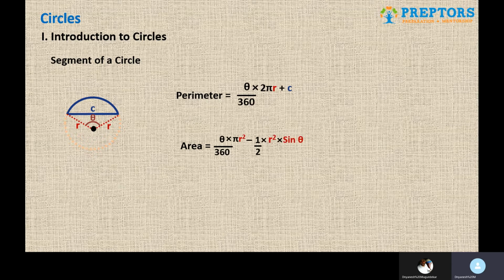Area is basically the area of the sector, which is theta upon 360 into pi r square, out of which we need to subtract the triangle with the center, which is half into r square sine theta. Half into ab sine theta is the formula that we are using here. That's how you get the area of the segment of a circle.